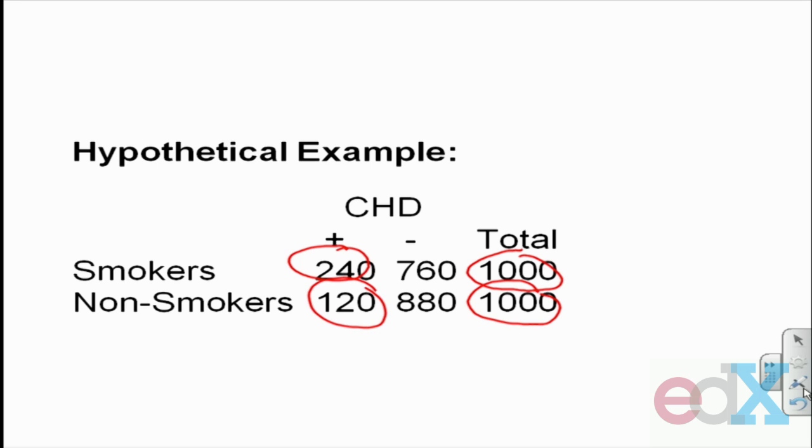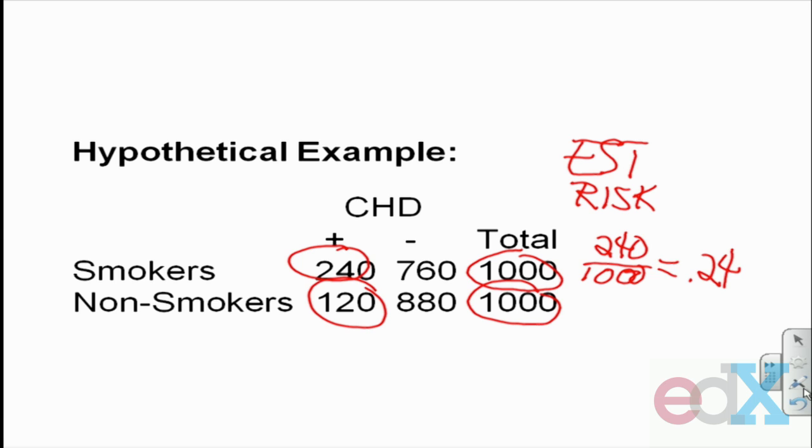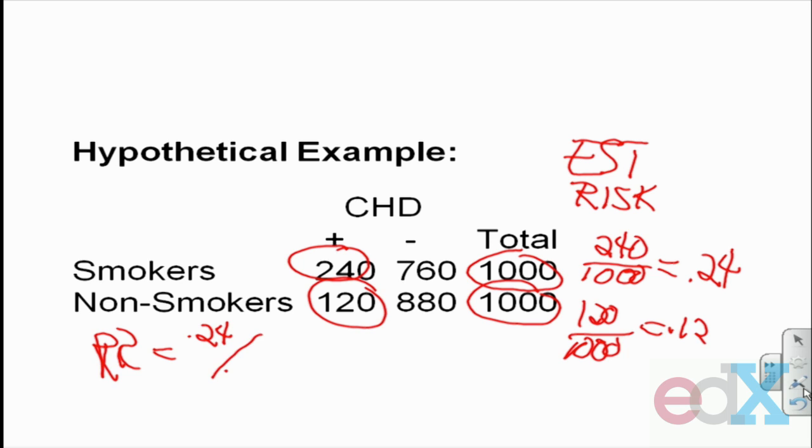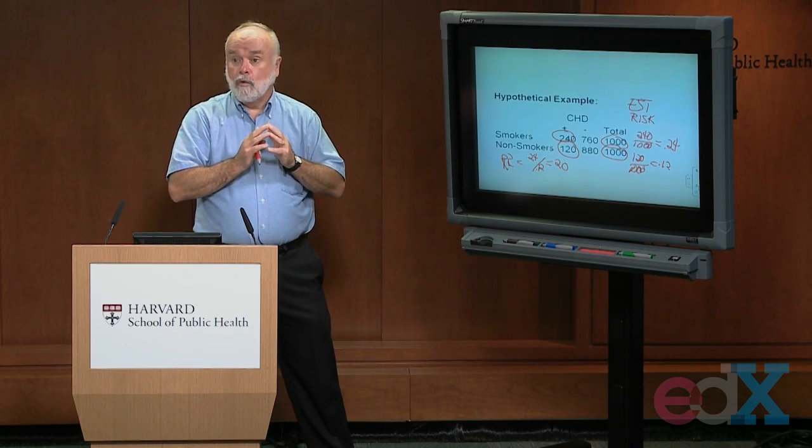We can estimate the cumulative incidence, the estimated risk from these data, and we could say the estimated risk among the smokers, the cumulative incidence, will be 240 divided by 1,000, which is 24%. And among the non-smokers, it's 120 over 1,000, which is 12%. And from that, we can calculate our risk ratio. The risk ratio would be the risk among the smokers, 0.24, divided by the risk among the non-smokers, 0.12, which gives us that value of 2.0 we had. So let's suppose this is what we had in our cohort study.